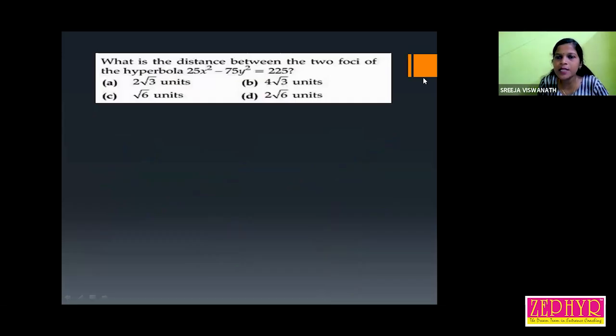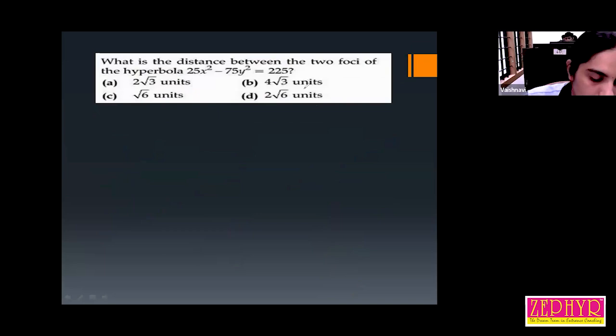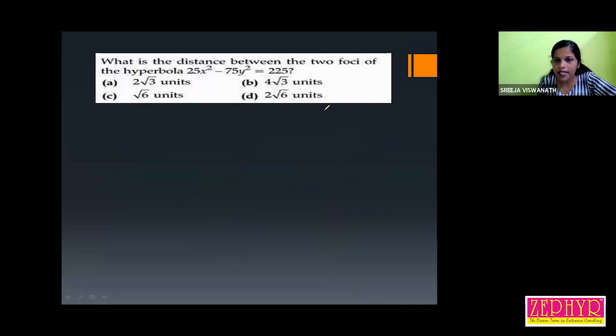What is the distance between the two foci of the hyperbola 25x square minus 75y square is equal to 225? What is the basic formula for the distance between the foci of a hyperbola? The standard form is x square by a square minus y square by b square is equal to 1.